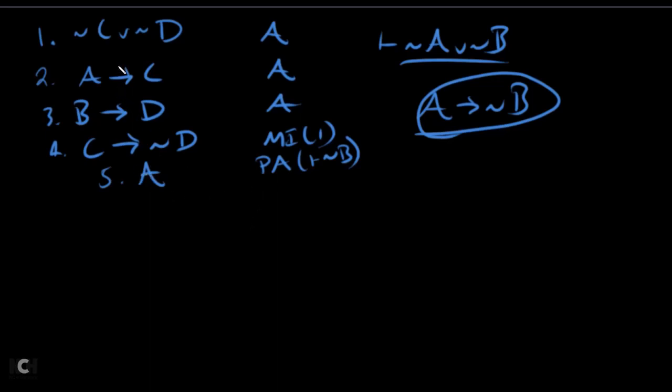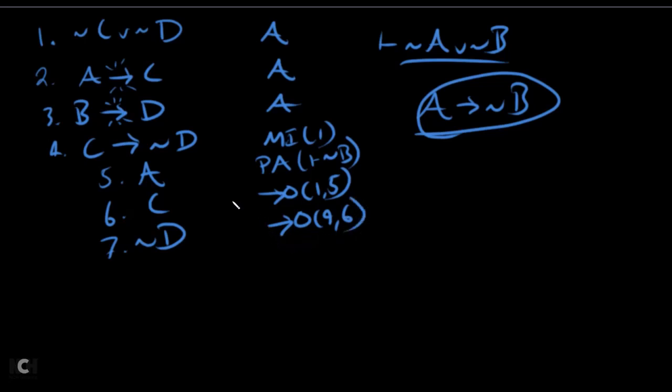Okay, with this A, can I do an arrow out now? Well, I've got 3 arrows in play. Yeah, so let's see, I get just arrow out, that gets me C, arrow out 1 and 5. And then with C, I can get squiggle D, arrow out 4 and 6. And then with squiggle D, I can't do an arrow out here, but I can do a modus tollens that gets me squiggle B, modus tollens 3 and 7. Okay, so I did it.